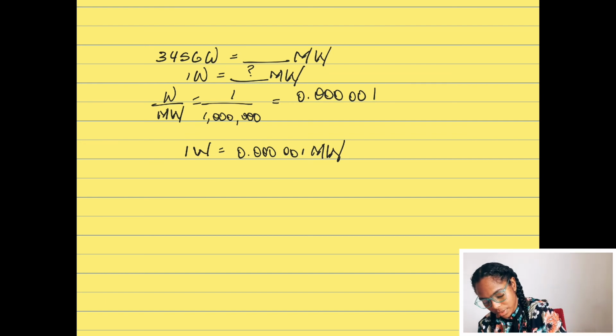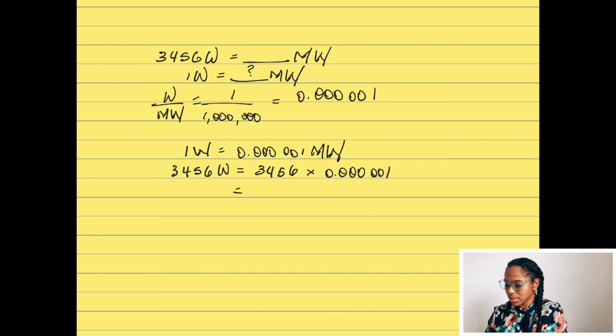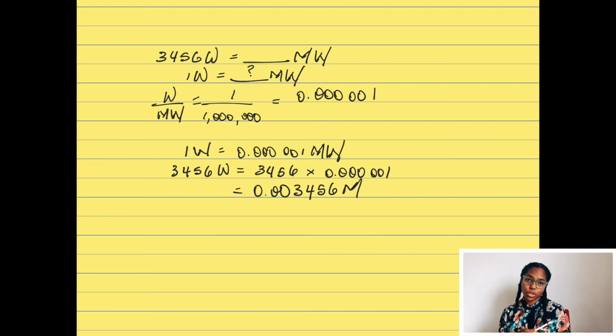But we don't just want to find for 1, we want to find for 3,456. So 3,456 watts will be equal to 3,456 multiplied by 0 point, and we have our 5 zeros, and 1. I now realize I made up this question with the numbers 3, 4, 5, 6, and I keep forgetting and have to look back every time for the number. We plug this into our calculator again. We have 3,456 multiplied by 0.000001. That gives us 0.003456 megawatts. So 3,456 watts is equal to 0.003456 megawatts.